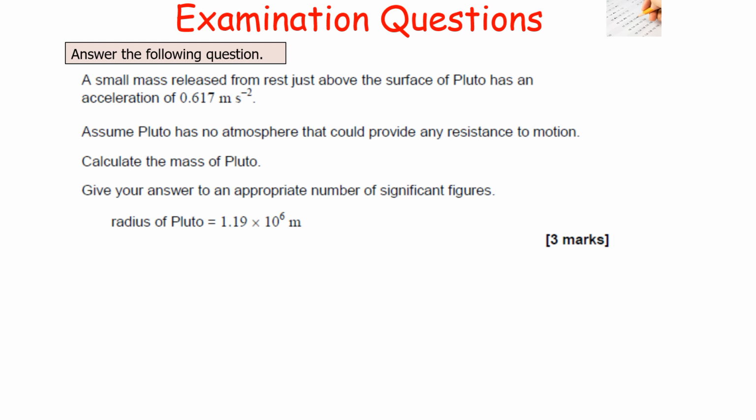The next question says, a small mass released from rest just above the surface of Pluto has an acceleration of 0.617 meters per second squared. Assume that Pluto has no atmosphere that can provide any resistance to motion. Calculate the mass of Pluto to an appropriate number of significant figures.